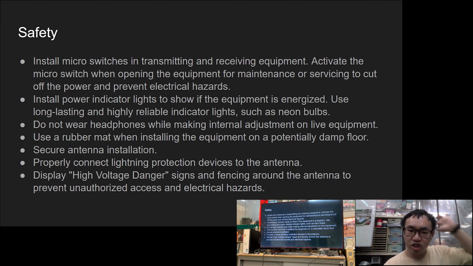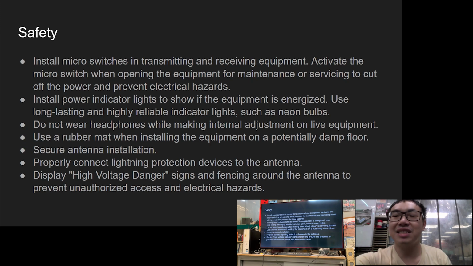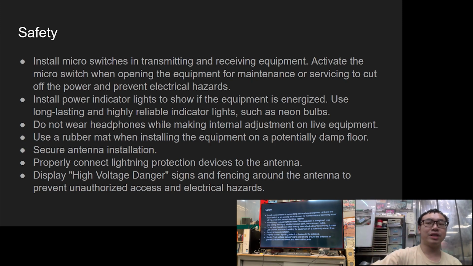This micro switch, I've just talked about it, and indicator lights. So this is just your daily safety. If there is a light indicating the status, you know whether your apparatus is running or not, so that you know you should turn off your devices before you do the maintenance.